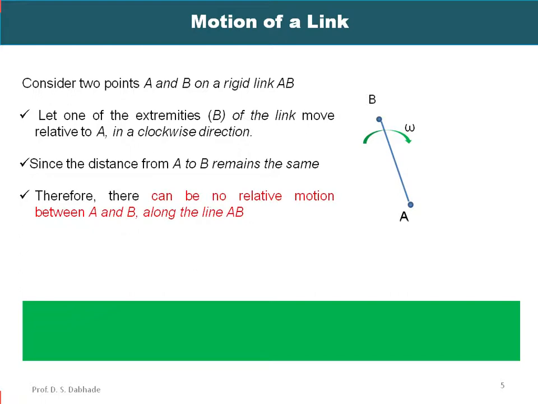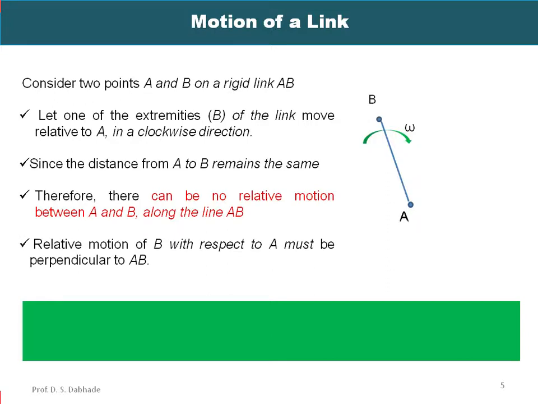In other words, there will not be any relative motion between A and B along the line AB. So B cannot move along this straight line path. It can move in another direction. So this is the way: A is the fixed one, and only B can be moved.